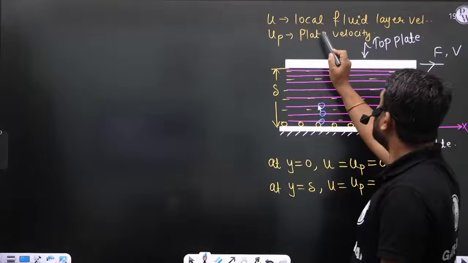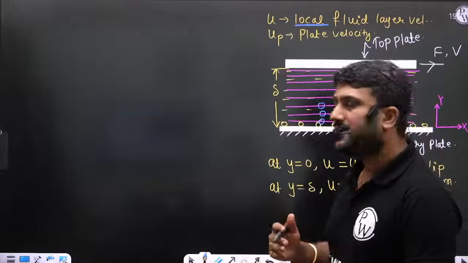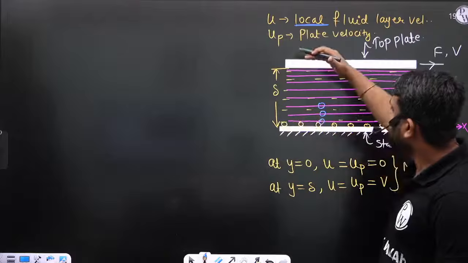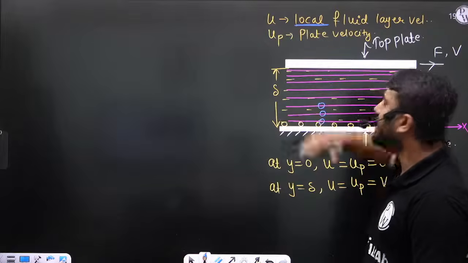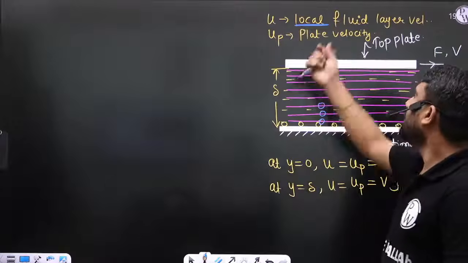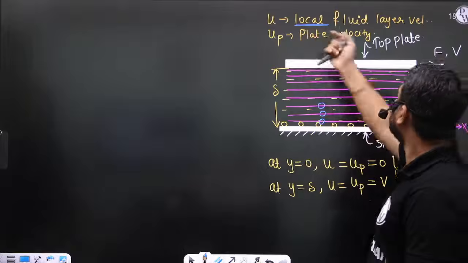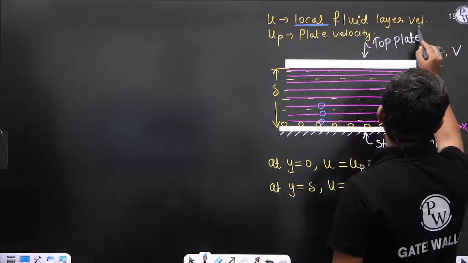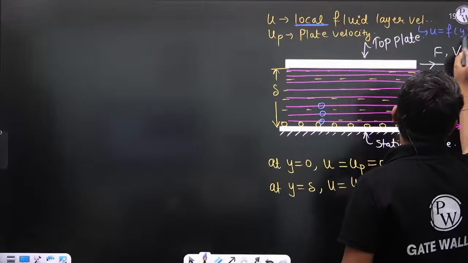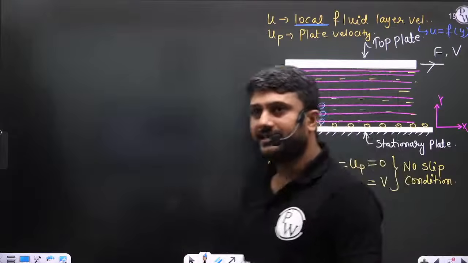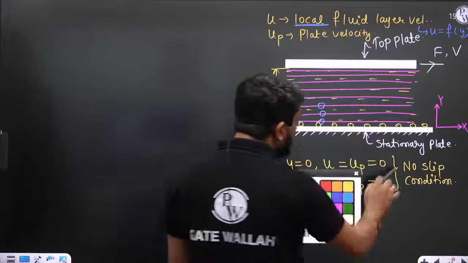That's why I am using the term local. Local means here the velocity varies in the y direction, right? That's why I am using the word local. Local means this u is a function of y. Is it clear? Okay. So this is the no slip condition.